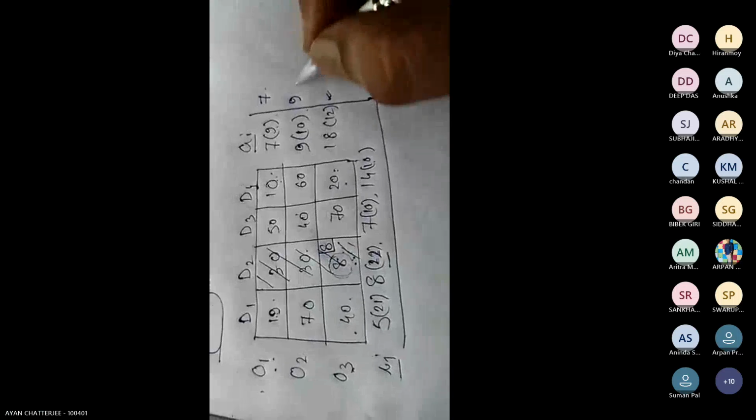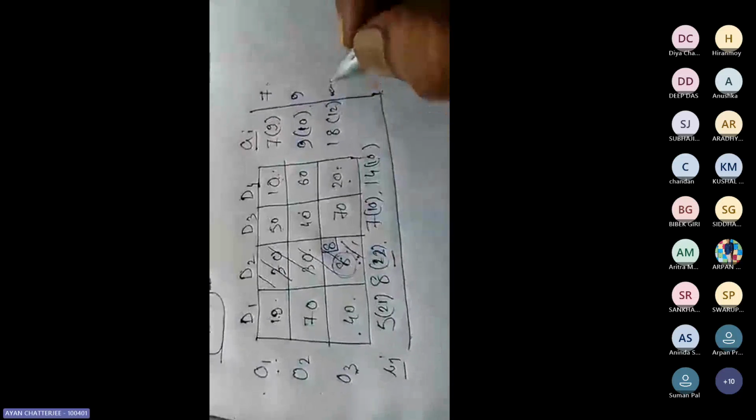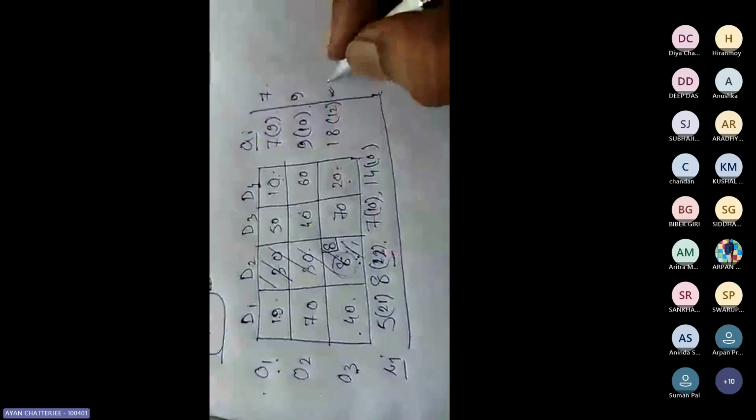Factory O2 has not expended anything from it, so the factory capacity will remain the same. Next, this factory O3 has already sent 8 units to D2. So if it sends 8 units to D2, the remaining value is 10 units, yes or no?